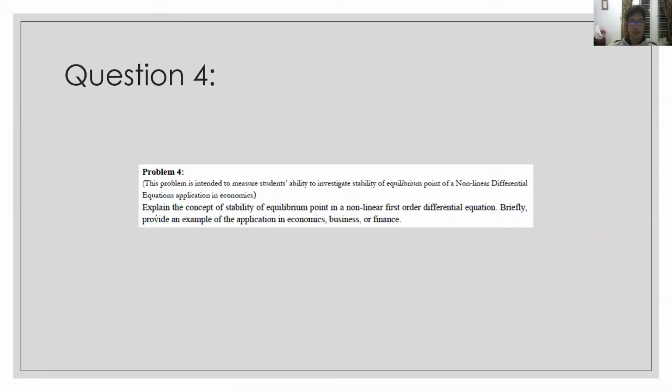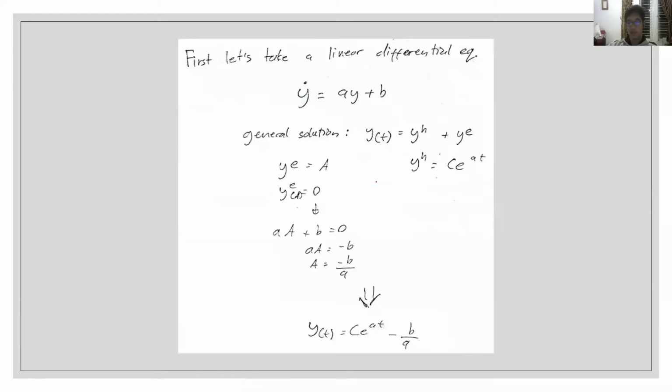Now, question 4. Explain the concept of stability of equilibrium point in a nonlinear first-order differential equation. Briefly provide an example in economics, business, or finance. So first, to explain the concept of stability and equilibrium in nonlinear differential equations, let's take a look at the linear differential equations first.